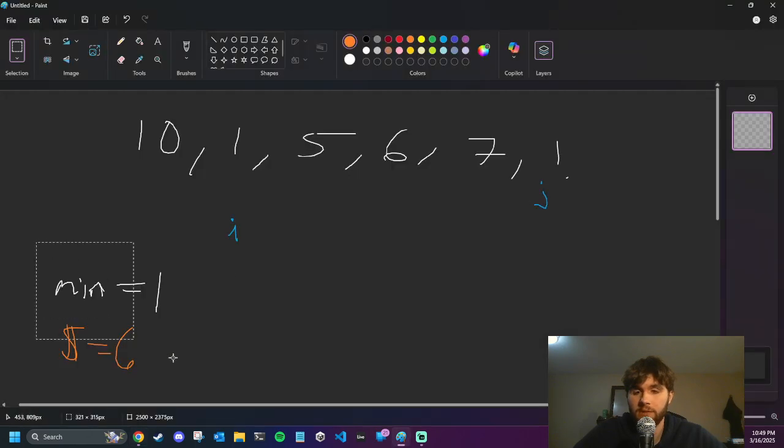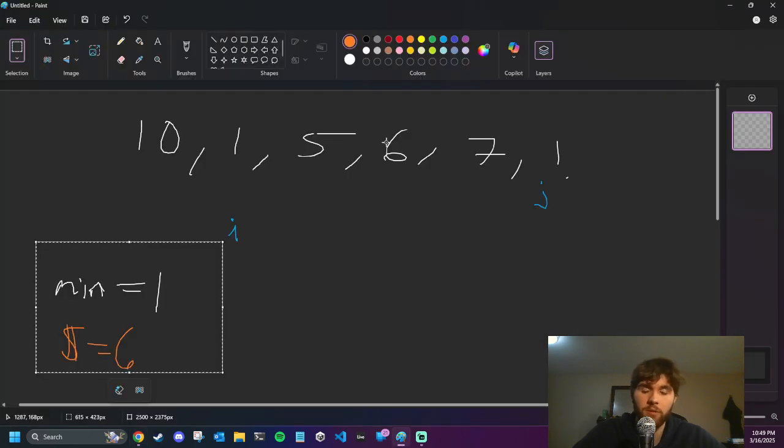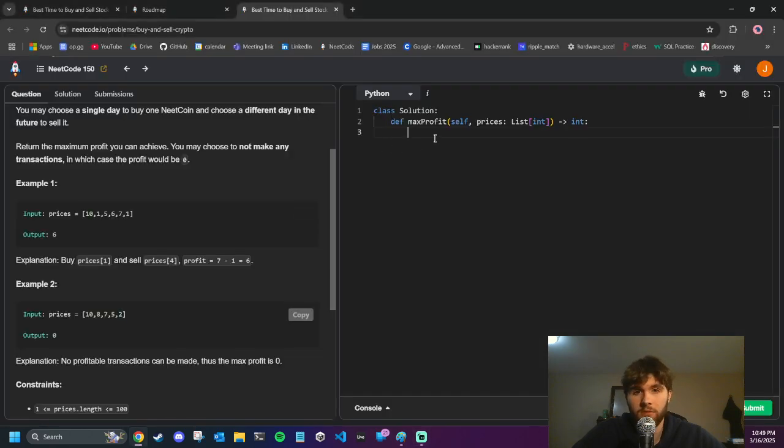So I would probably do it this way, and then let me just see if it works for the other one. So these would all be 0. Yeah, so that would just never work because we would never find a new minimum. Or we would, but we would never make a profit. So let me see if that would work for this one. So prices of 0, just say like max profit is 0.